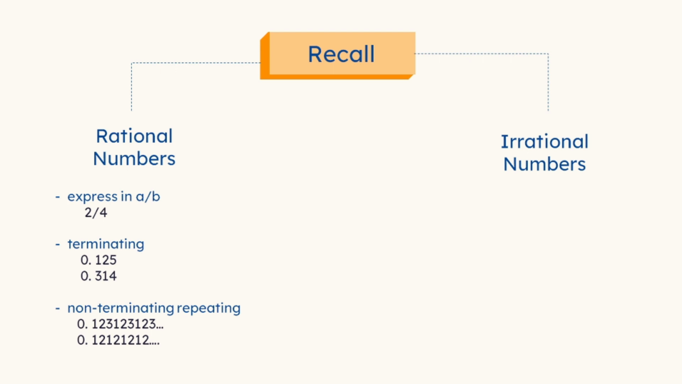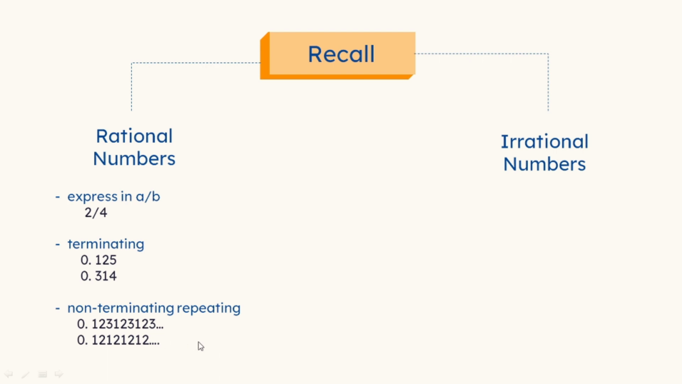0.314. Another is, pwede namang hindi siya tumitigil, but it should repeat. Ibig sabihin, non-terminating but still repeating. So, hindi siya tumitigil pero nauulit-ulit siya. 1, 2, 3, 1, 2, 3, 1, 2, 3, and so on. Next is, I have 1, 2, 1, 2, 1, 2, 1, 2, 1, 2. Hindi siya tumitigil pero umuulit siya.